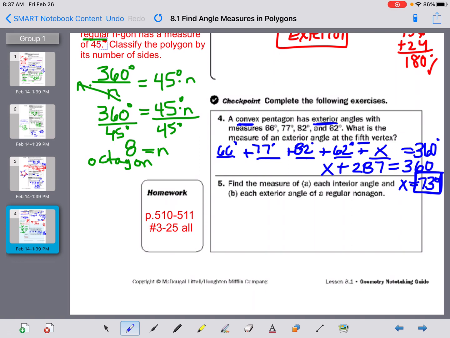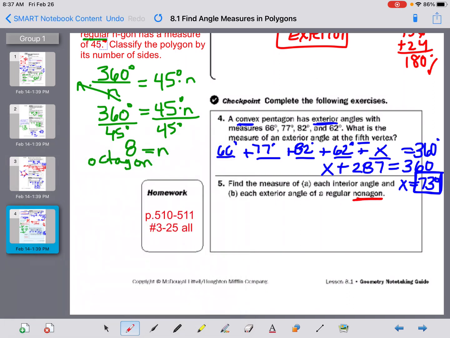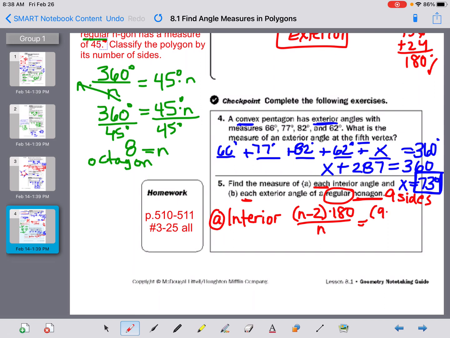All right, for number 5, find the measure of each interior angle and each exterior angle of a regular n-gon. Not n-gon, I'm sorry, nonagon. Nonagon has how many sides? 9 sides. Okay, remember, each is 1, and this is for a regular polygon. So for A, when I'm finding my interior angle, I'm going to do my n minus 2 times 180, find the total, and divide by how many sides there are. So I have 9 minus 2 times 180 divided by 9.